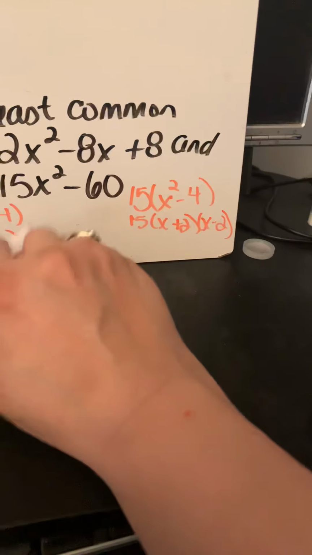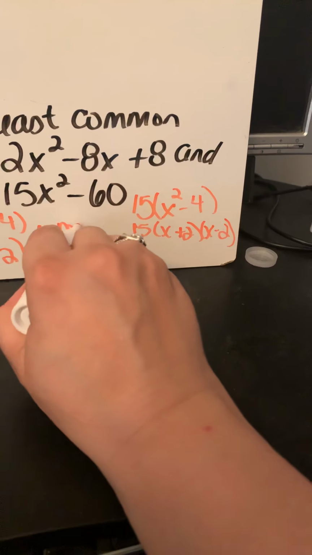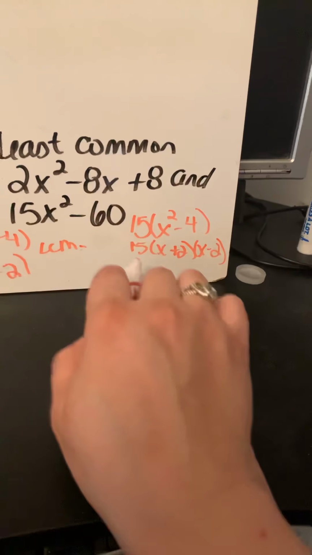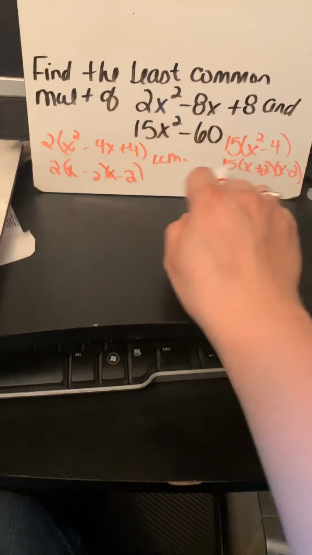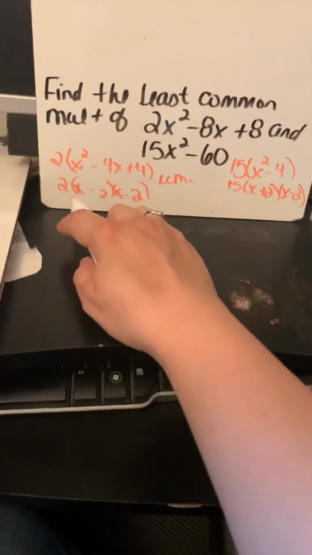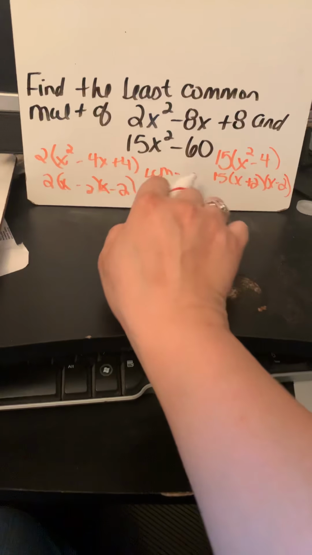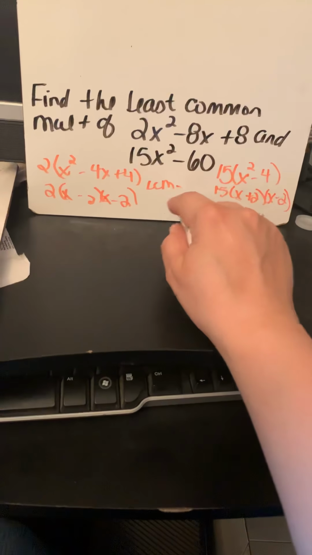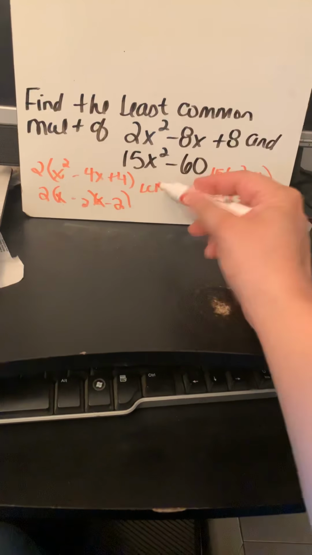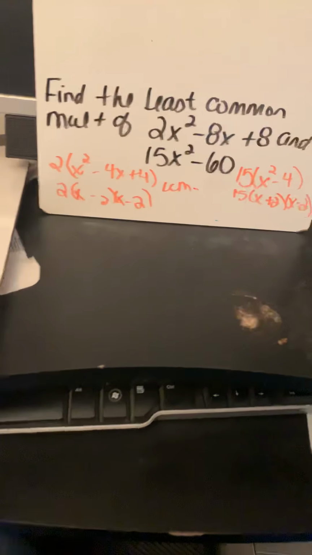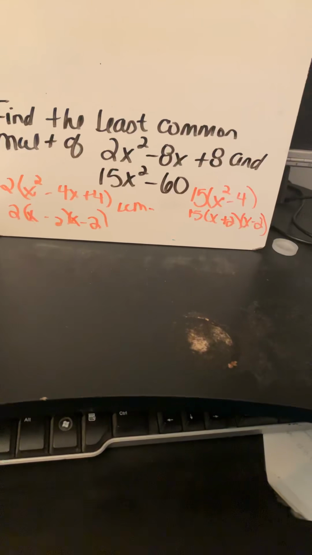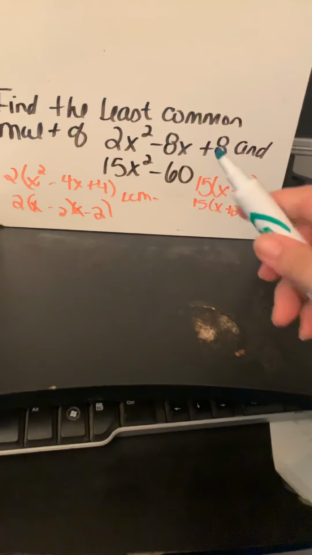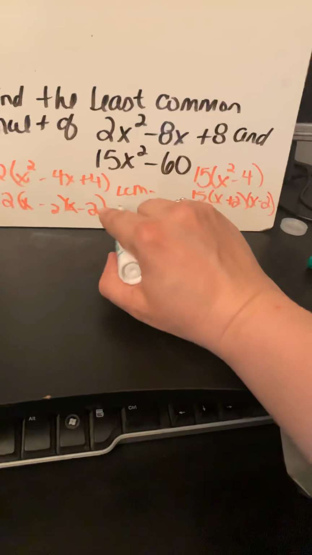So now, finding my least common multiple. I'm going to look at my 2 and my 15 first, those two front numbers. What is the least common multiple between 2 and 15? 30, because they both go into 30. That's the smallest number they both go into. So for my least common multiple, I would have 30.